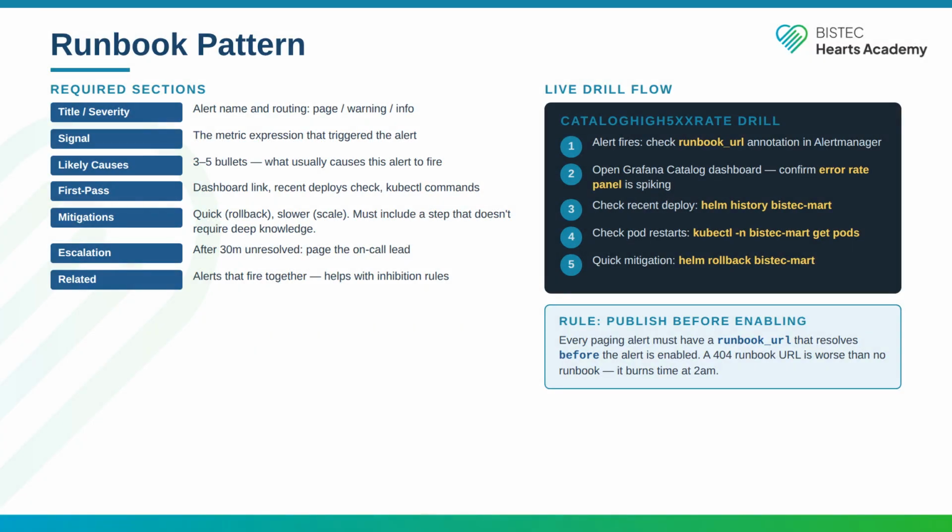A runbook is the first responder guide for a specific alert. When an alert fires at 2 in the morning, the on-call engineer may be tired, stressed, and unfamiliar with this part of the system. A good runbook removes every decision that can be made in advance. There are 7 required sections. Title and severity declare the alert name and whether it pages or tickets. Signal shows the exact metric expression that triggered it. No searching required. Likely causes lists 3 to 5 common reasons the alert fires, in roughly descending probability.